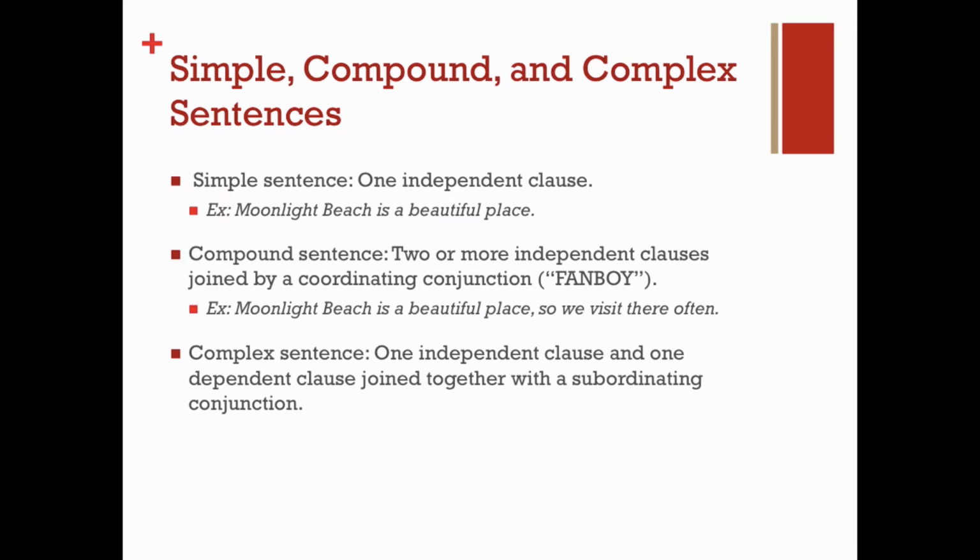And then lastly, a complex sentence is one independent clause and one dependent clause that are joined together with a subordinating conjunction. Example, after visiting Moonlight Beach, we ate dinner at Pizza Port.